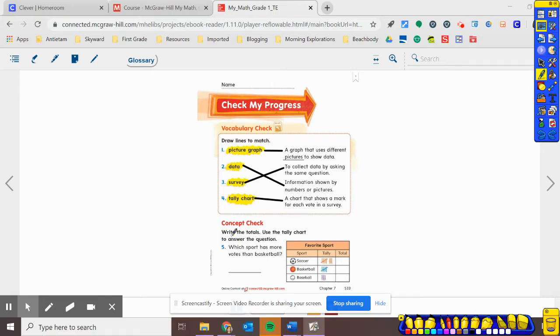All right, next we're coming down here. People are asked about their favorite sports. So we need to fill in the totals of the tally chart first. So how many people voted for soccer? I see 5, 6, 7, 8. 8 people voted for soccer. So write a number 8 in that space.